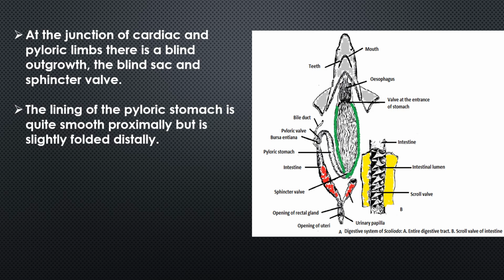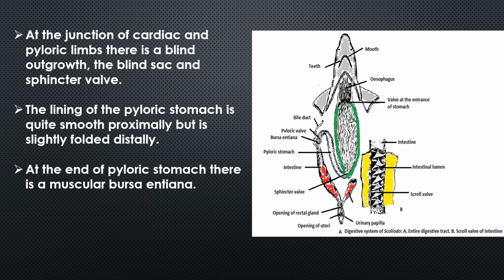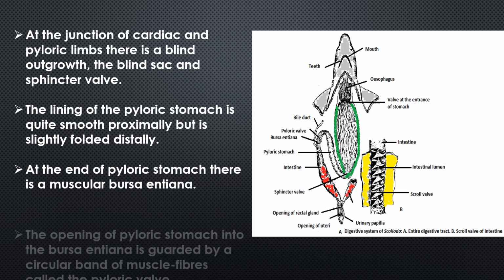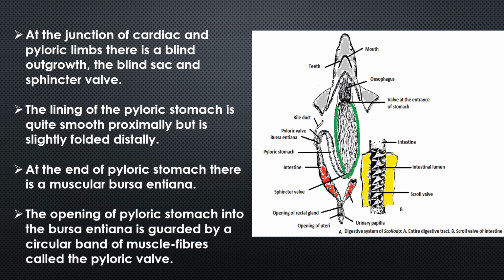The lining of the pyloric stomach is quite smooth proximally, but is slightly folded distally. At the end of the pyloric stomach, there is a muscular bursa entiana. The opening of the pyloric stomach into the bursa entiana is guarded by a circular band of muscle fibers called the pyloric valve.